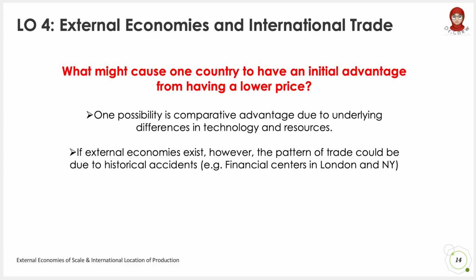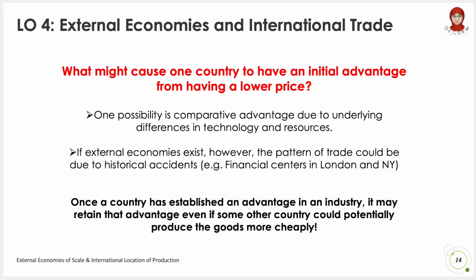New York became America's financial center thanks to the Erie Canal, which made it the nation's leading port. It has retained that role even though the canal currently is used mainly by recreational boats. One consequence of the role of history in determining industrial location is that industries aren't always located in the right place. Once a country has established an advantage in an industry, it may retain that advantage even if some other country could potentially produce the good more cheaply.